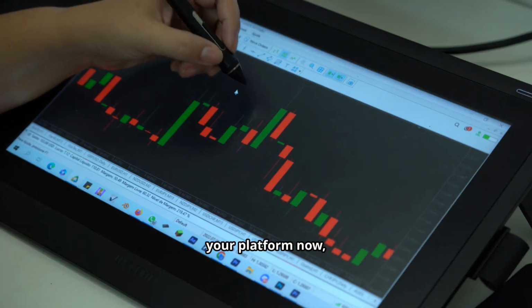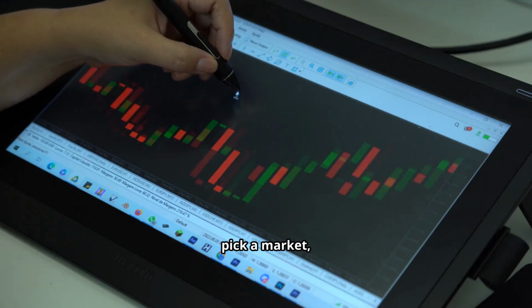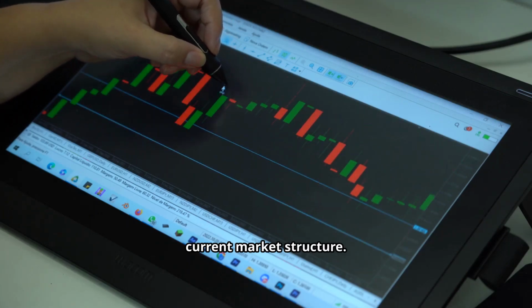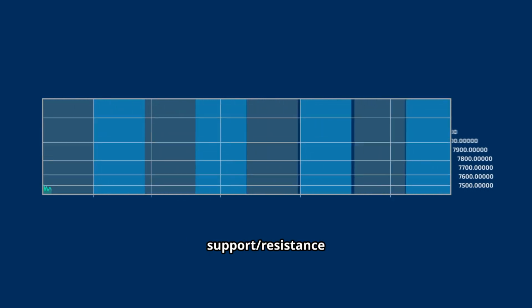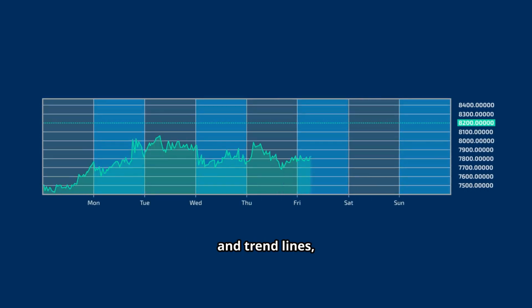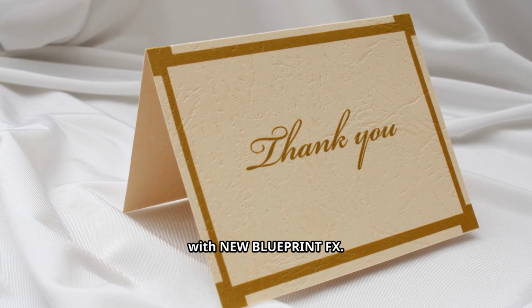Challenge. Open your platform now, clear indicators, pick a market, and identify its current market structure. Quick summary. Mark swings, draw support, resistance, and trend lines. Trade with the higher time frame bias. These are the fundamentals.